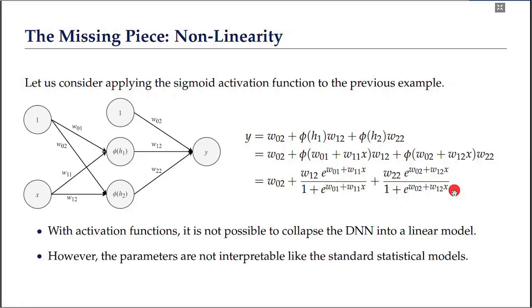So in general, with activation functions, it is not possible to collapse the deep neural network model into a linear model. But unlike the standard linear models, here the parameters are not easily interpretable. So this is just the basic introduction to neural network models, and how they are different from the standard statistical linear models.